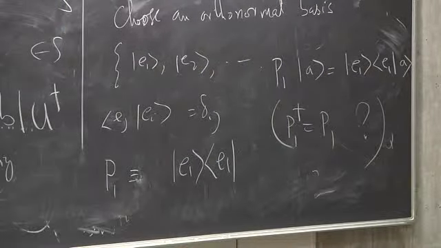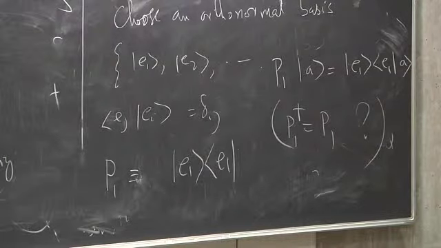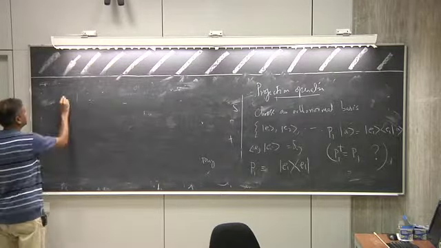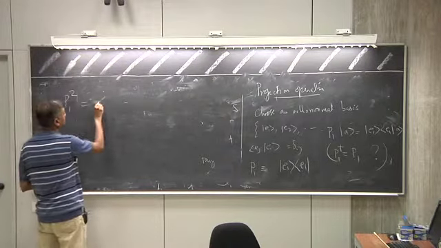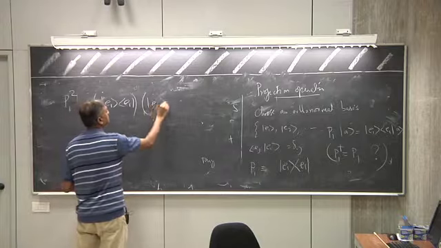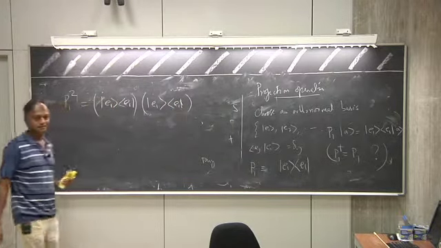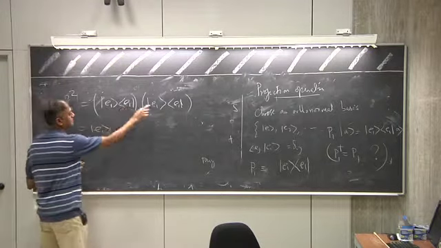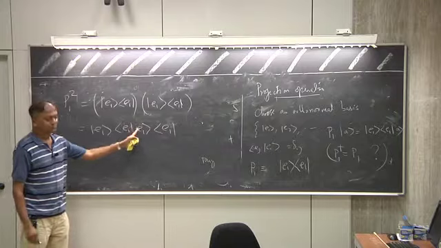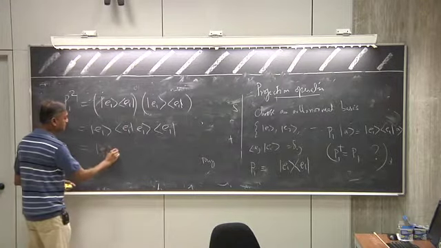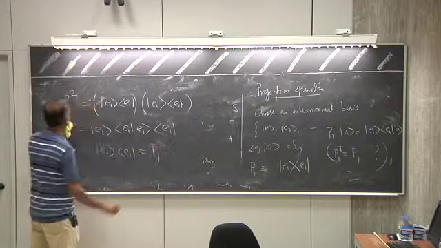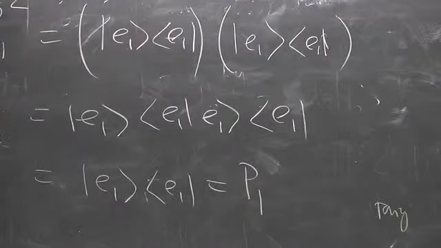But a very special property of this is that the square of P1 is P1 itself. So let's compute P1 squared. By definition, P1 squared is E1 times (E1, E1) times E1. That is the same as E1 times a number. But this is orthonormal, so this is just 1. So you get back E1, which is P1 itself. So this is a very important property that this operator satisfies: the square of it is itself.